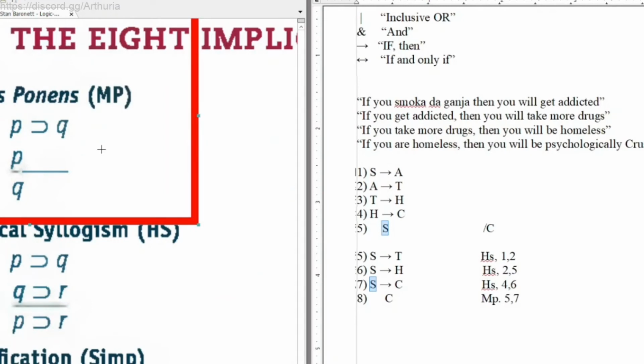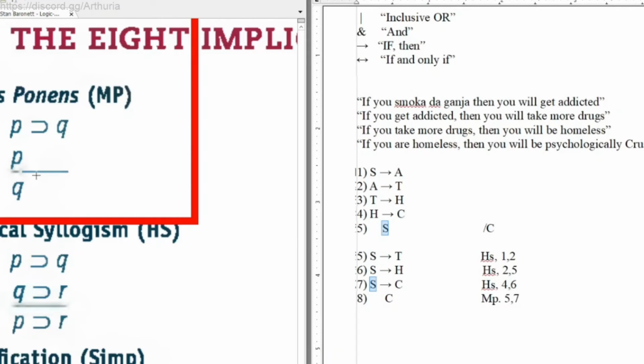So wait, modus ponens is if P then Q, right? If P then Q, P is true, therefore Q is true. Okay. Is it possible to flip the order of the modus ponens, where it's P, if P then Q, Q? Just flip the order. So instead of starting with the if-then statement, you start with the P.